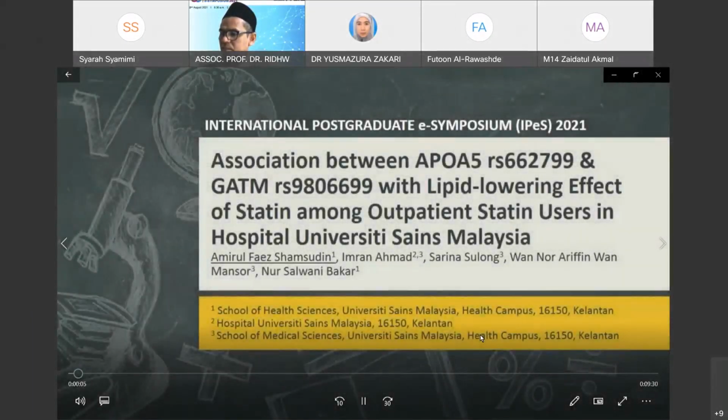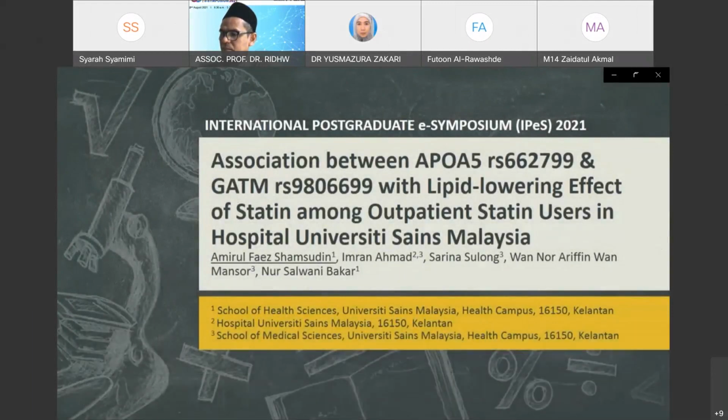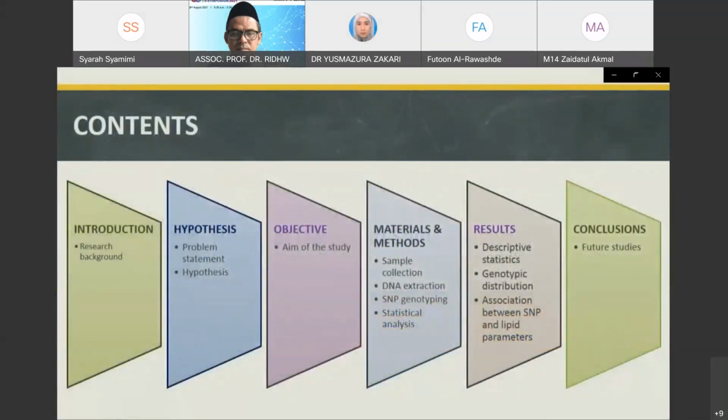Bismillahirrahmanirrahim. Assalamualaikum and a very good evening to everyone. My name is Amirul Faiz bin Shamsuddin and the title of my oral presentation is the association between APOA5 RS662799 and GATM RS9806699 with the lipid lowering effect of statin among outpatient statin users in Hospital University Science Malaysia. Before I start, here are the contents of my presentation.